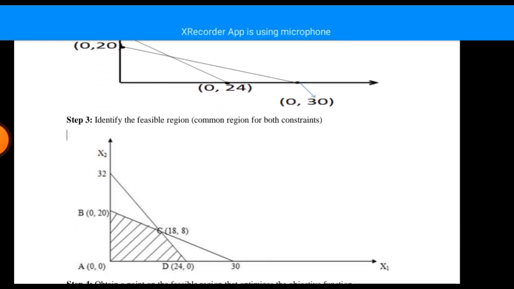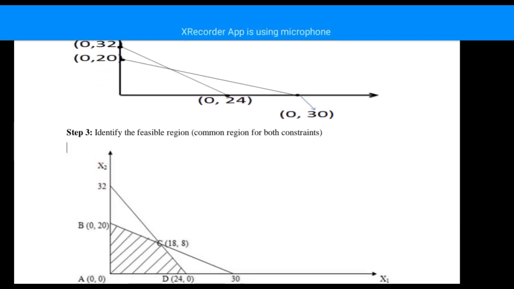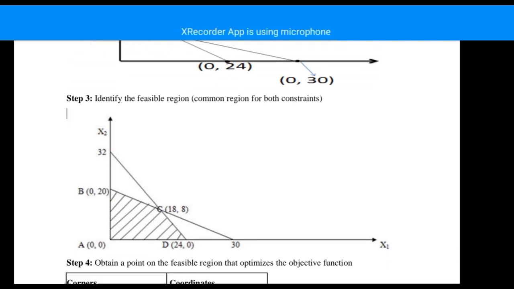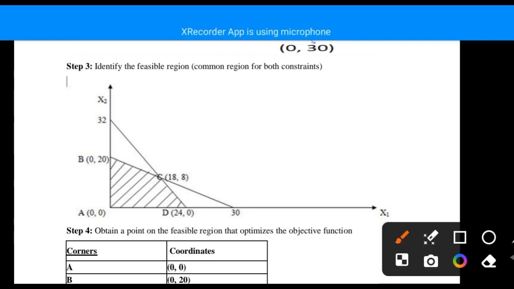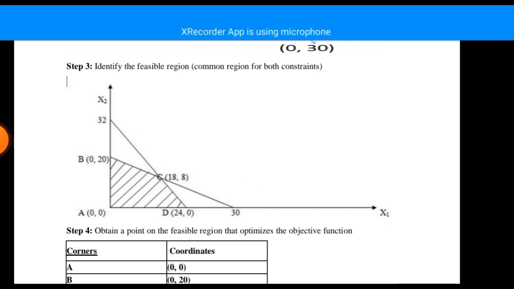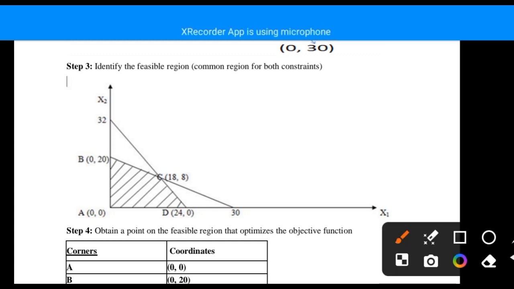Step 3, let's go to step 3. Identify the feasible region, the common region for both constraints. As you can see, if this were cost minimization, we would mark the region here. But now, since it is maximization, we mark it here.